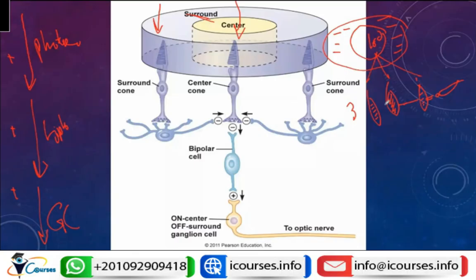So we don't have a specific number of on cells and off cells. We don't have a specific anatomical configuration for on cells and off cells. This is a changing process according to the electrical charges all the time.